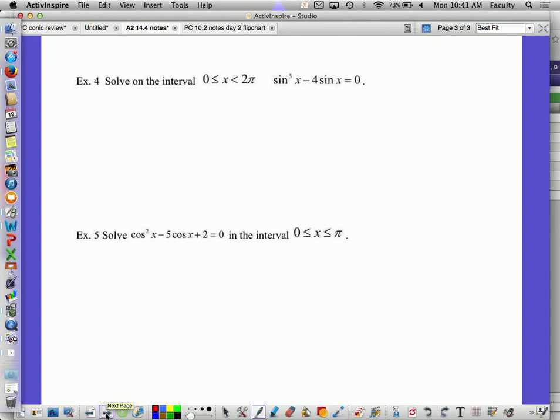Alright, example 4 says solve on the interval from 0 to 2 pi, sine cubed x minus 4 sine x equals 0. Something I need to make sure I talk about with you, and I hope I didn't gloss over this previously: if you see sine squared x, that is the way that in mathematics we write sine x times sine x. The reason why we don't write it like this is because that actually means sine of x squared. The x is what's being squared.